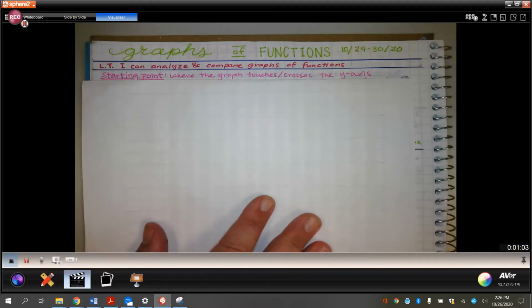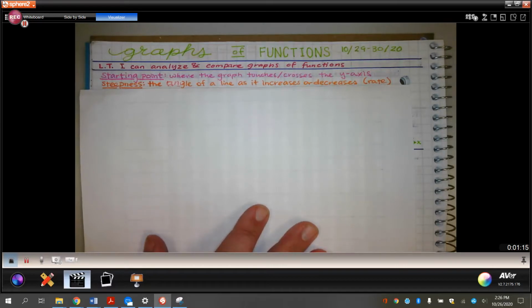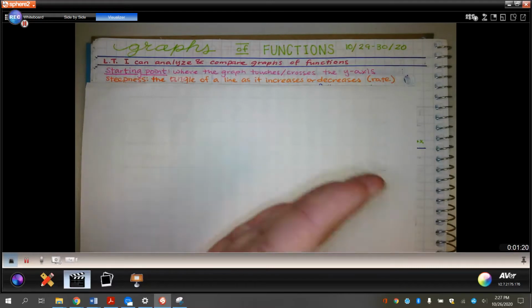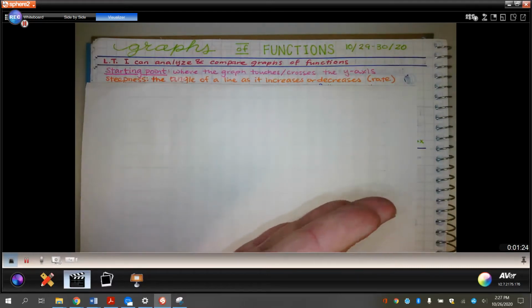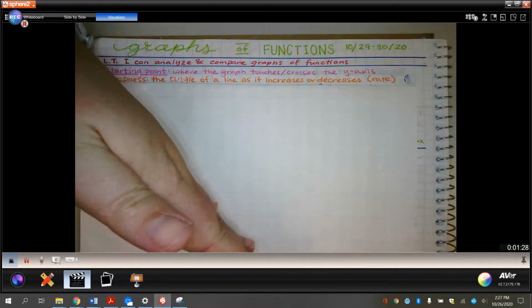Then we have steepness, and this refers to the angle of a line as it increases or decreases, and this refers to the rate in a problem. So steepness has to do with, if the angle is higher to the ground, then that would be more steep, and if it was closer to the ground, that would be less steep. And the same thing follows if it's going downward or decreasing. It would be more steep or less steep.